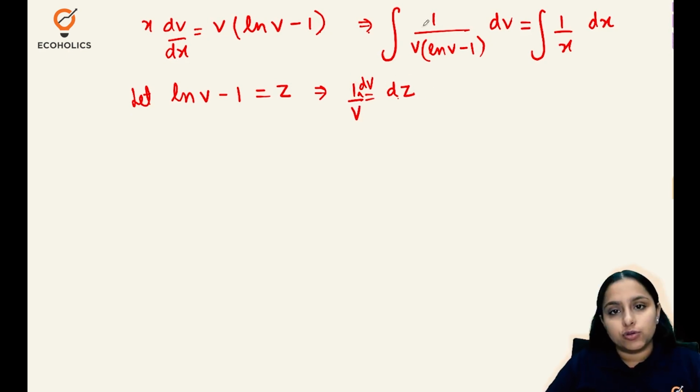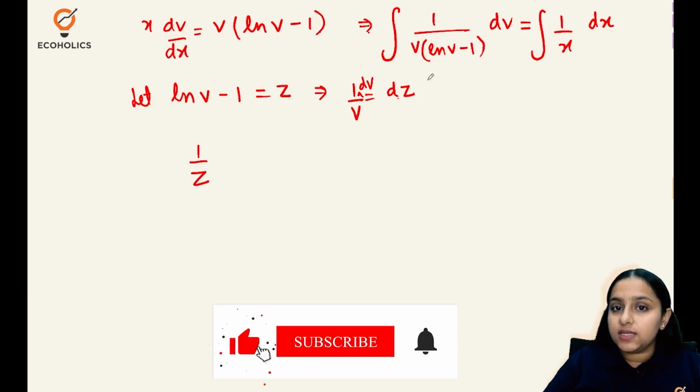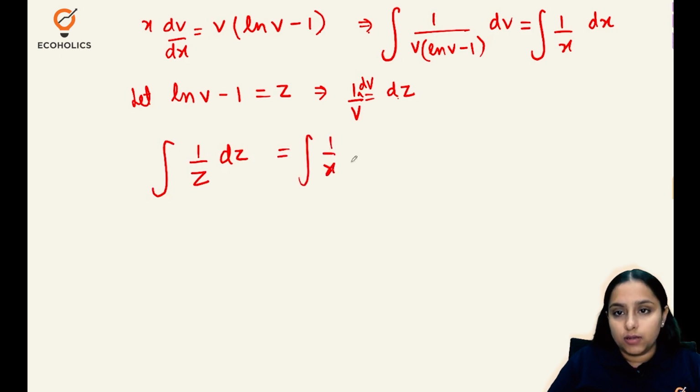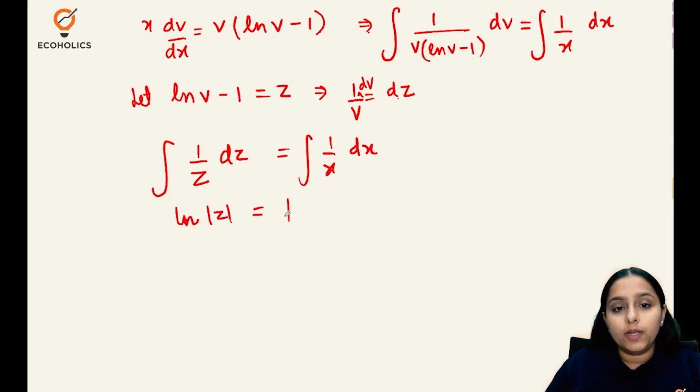So I will just substitute. The log v − 1 I will write as z, whereas 1/v dv can be written as dz. So I can integrate these two things together. With the 1/v outside, it became very easy. So the integration of 1/z with respect to z will be log z, and here it would be log x plus log c, where c is the constant of integration, which we will find.